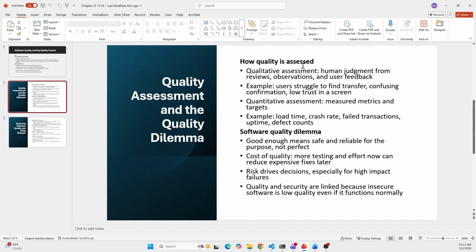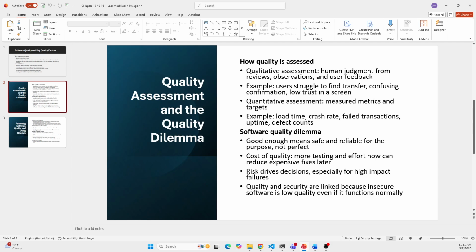So quality assessment is based on human judgment. It answers, does it feel right for users? It uses feedback, reviews, and observations. Like in a banking application, you run a short user test and ask people to check their balance, transfer money, find recent transactions. So you watch what happens and collect comments like, I can't find the transfer button, or this confirmation message is confusing. So things like that. These are not numbers. They are important because they reveal real problems that metrics can miss.